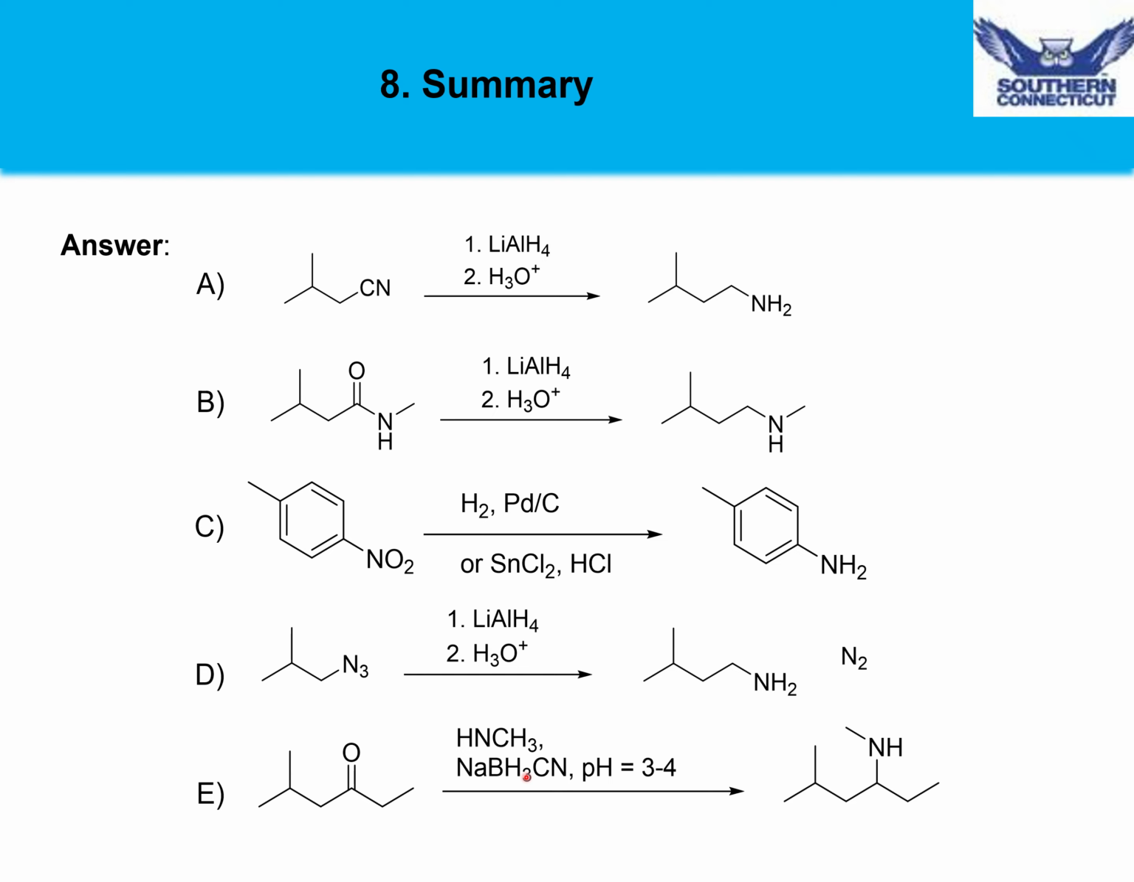The last reaction here is an example of a reductive amination where we take a ketone or an aldehyde. In this case, it's going to be a ketone. We're going to add an amine. We're going to be using a primary amine in this example. That primary amine will add to the carbonyl carbon, initially form an imine intermediate, which would then be reduced by the hydride reagent into an amine.